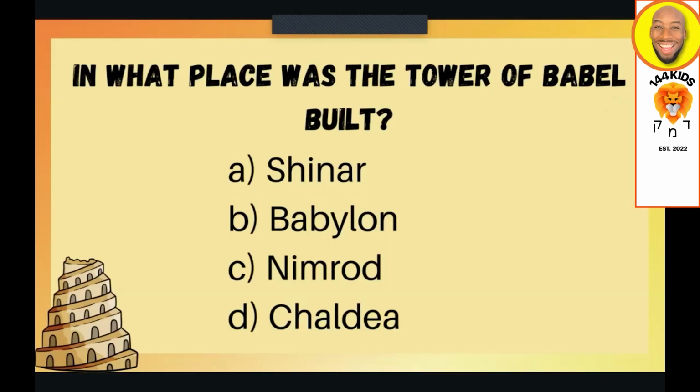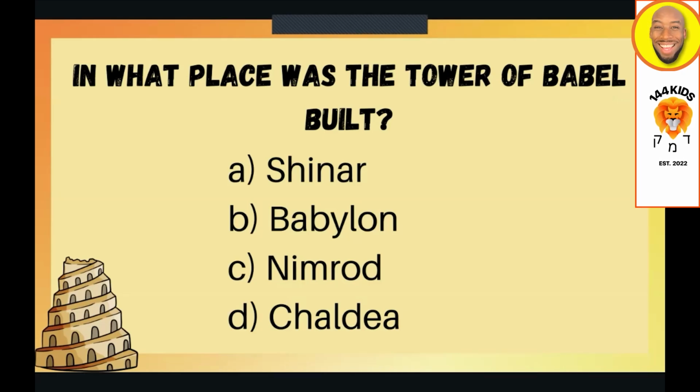All right, let's jump to something else that we covered. We talked about the Tower of Babel. We went through that story. Now, quick question. In what place was the Tower of Babel built? A, was it built in Shinar? B, in Babylon? C, Nimrod? Or D, Chaldea? I'm seeing some A's.